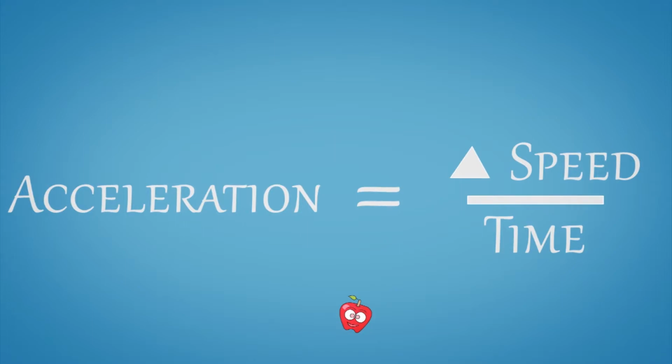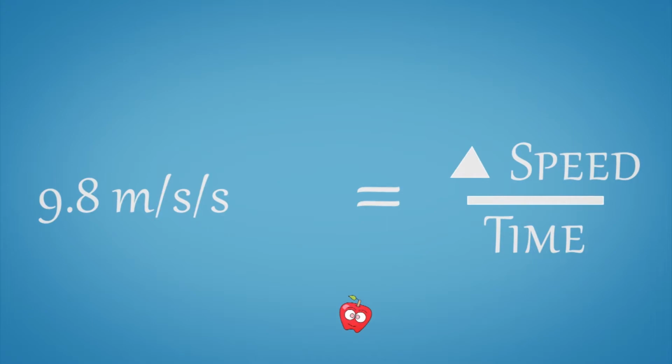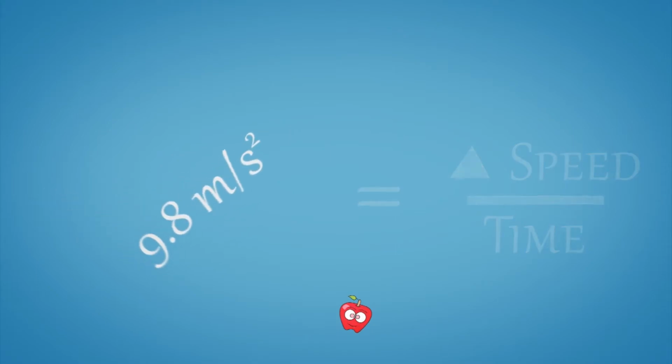We carry on speeding up, but the rate at which we speed up stays the same, at 9.8 meters per second, and we can write that like this, but it's easier to write and say meters per second squared, and this number is what we call acceleration due to gravity, roughly.